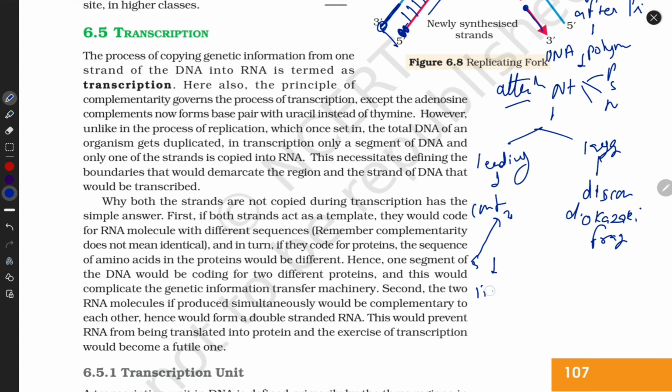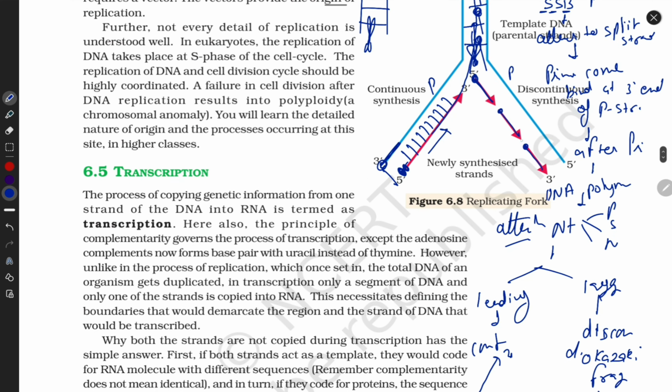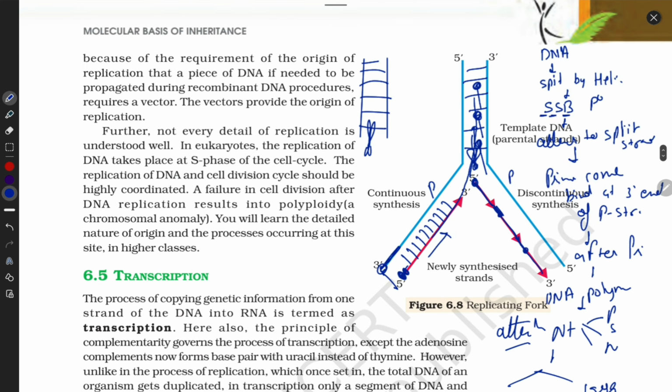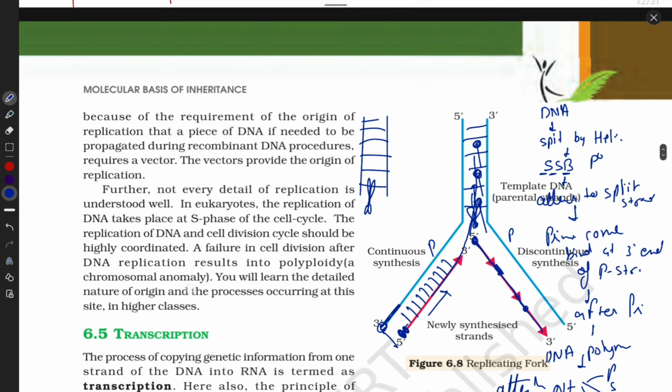Leading strand does not need ligase enzyme, but lagging needs ligase enzyme. Ligase works as a glue. They attach this piece, this piece, this piece. Now two strands will form, parental and leading strand, and here parental and lagging strand. So that's all for now, guys. Here your DNA replication is complete.